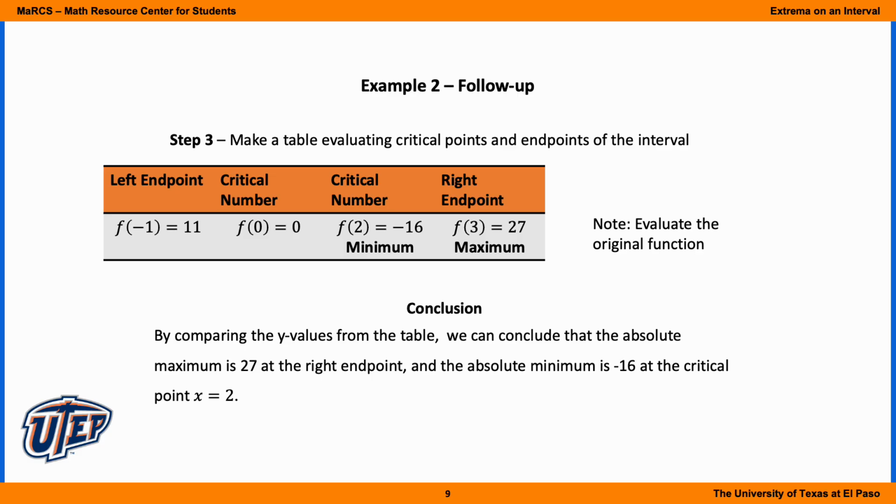So by comparing the y values from the table, we can conclude that the absolute maximum is 27 because that is our greatest y value. Now the absolute minimum is y equal to negative 16, which was at our critical point x equal to 2.